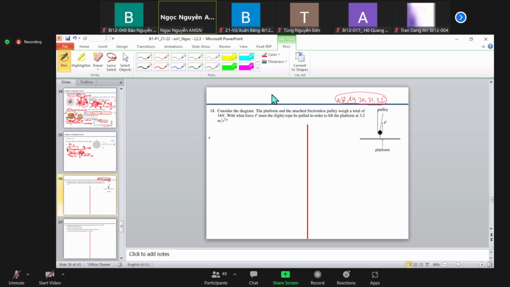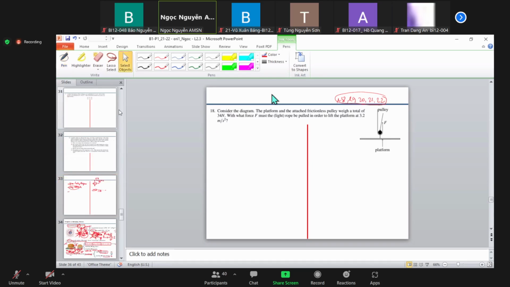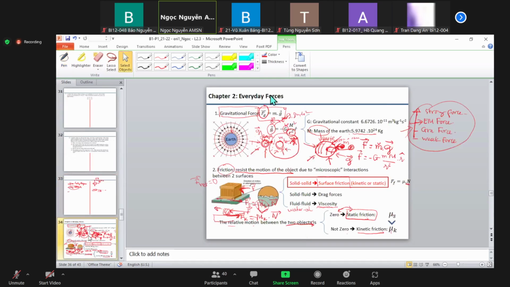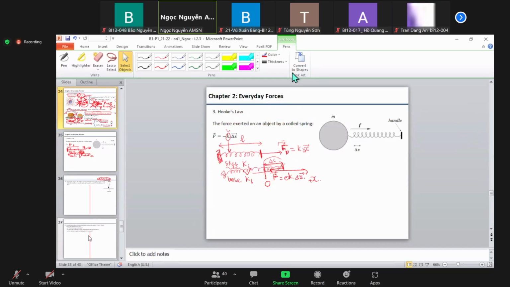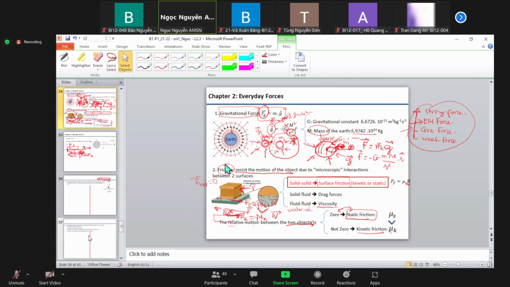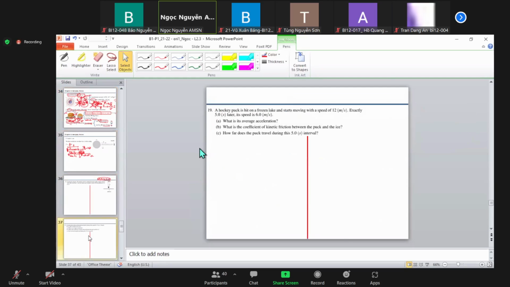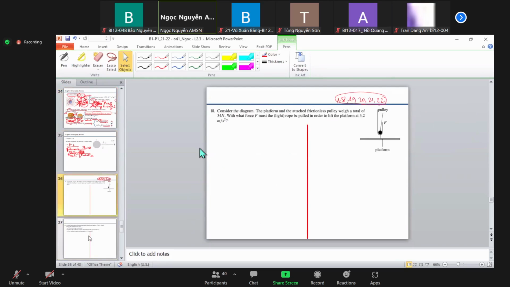Any questions about such kind of problems? Any question about this part? Any question? No? So let's start.